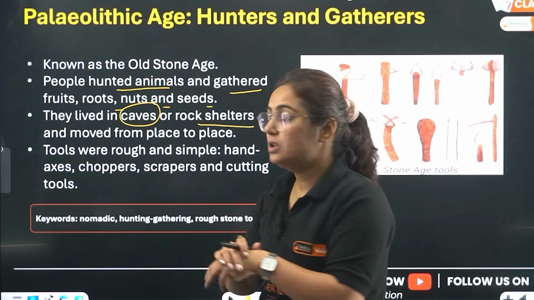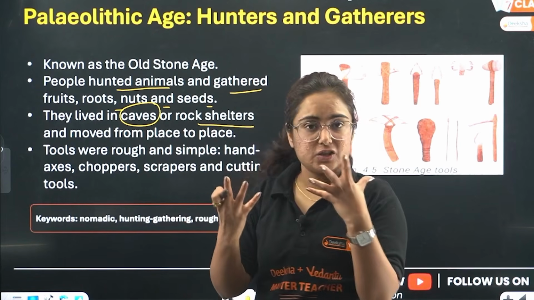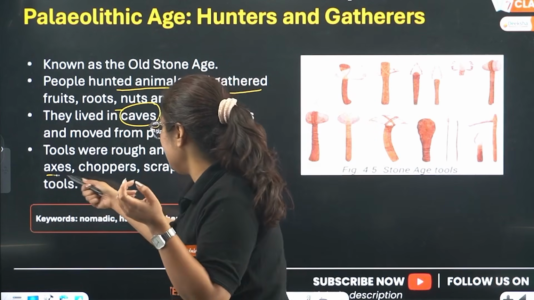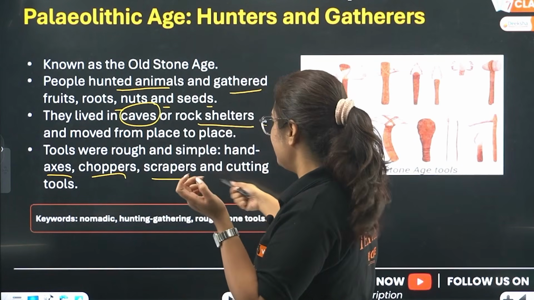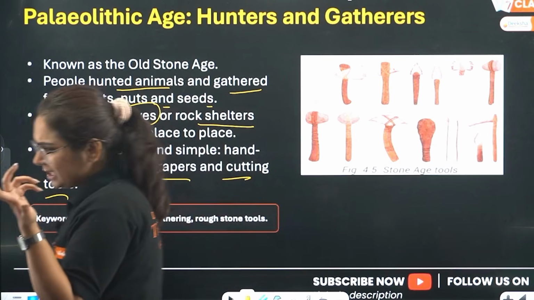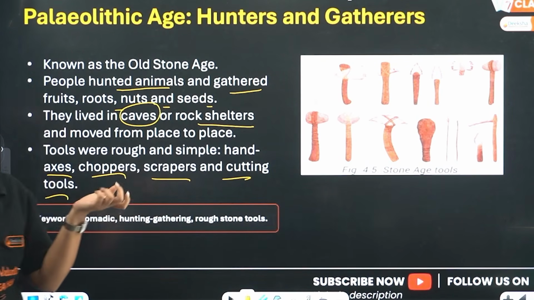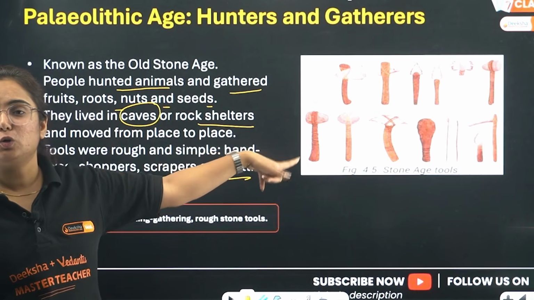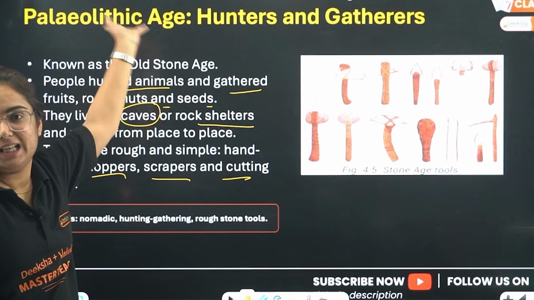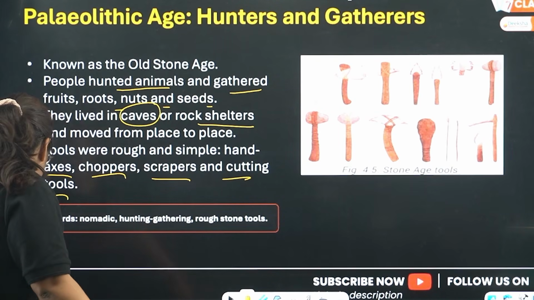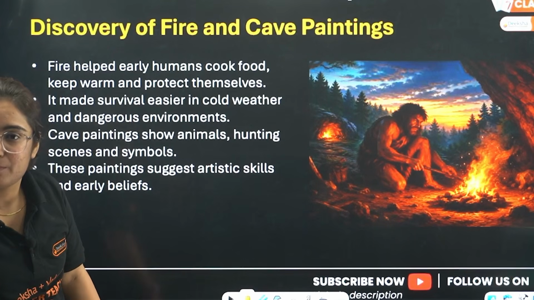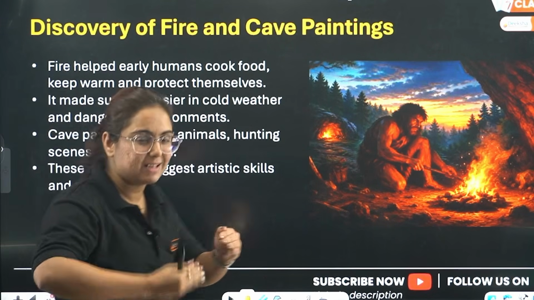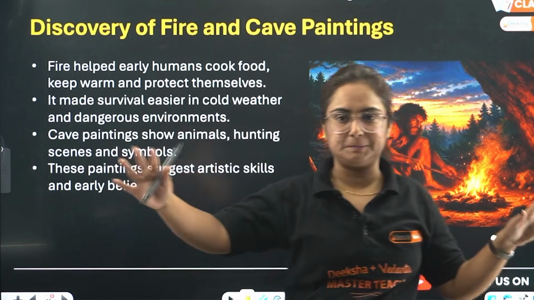Getting it? Tools were rough, they were not that finished. The major tools are axes, choppers, scrapers, cutting tools, etc. Cutting tools to chop the fruits as well as the animals. Okay, so here is the picture attached for the stone tools we have found in the Paleolithic age. Now comes the next one, Mesolithic. Why is it kept in the middle? Because middle is the transition phase from old to new.